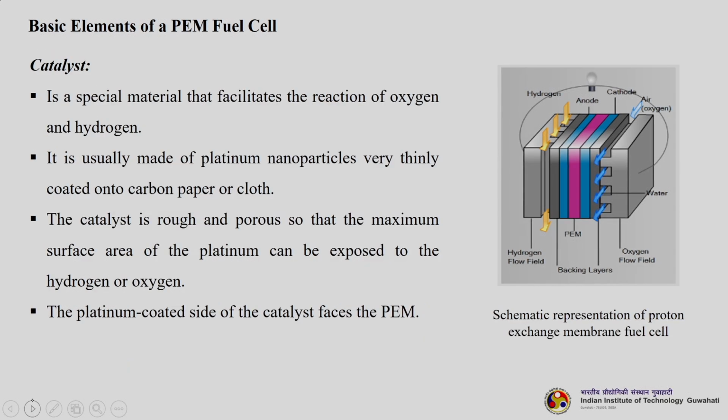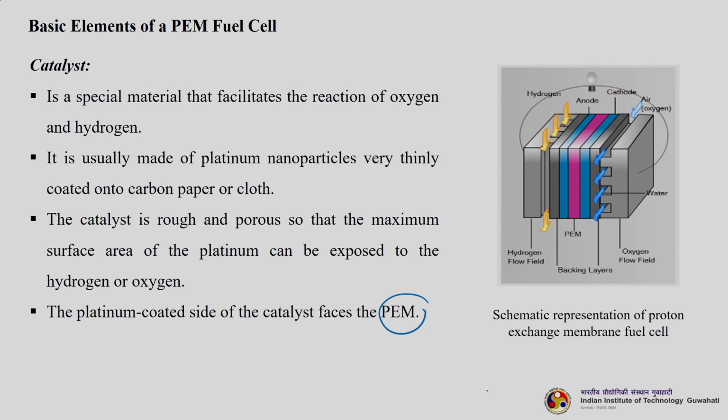So, it is a very simple operation, and another thing is the catalyst, the unit catalyst. It is a special material that facilitates the reaction of oxygen and hydrogen. It is usually made up of platinum nanoparticles very thinly coated onto carbon paper or cloth. The catalyst is rough and porous, so that the maximum surface area of platinum can be exposed to the hydrogen and oxygen. The platinum-coated side of the catalyst faces the PEM.